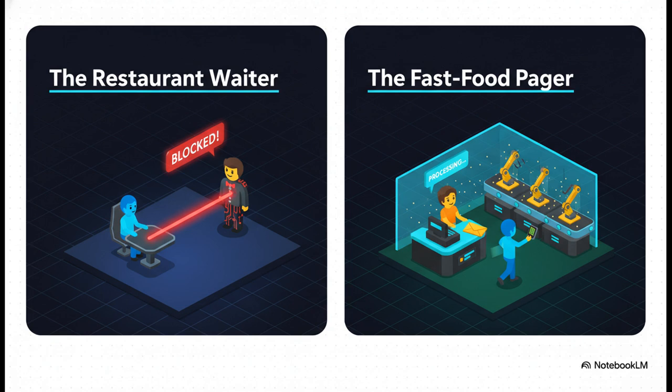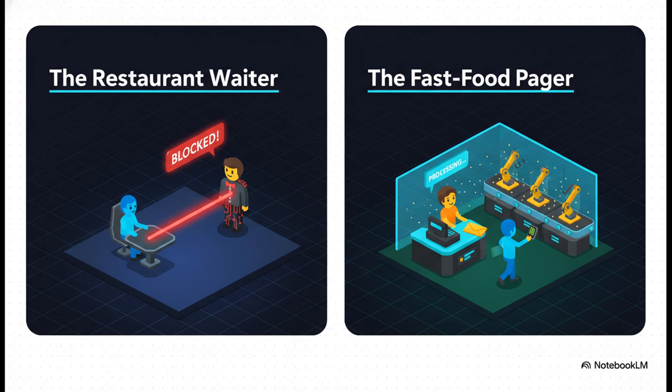Well, it all comes down to understanding two very different ways of communicating. On one side, you've got the synchronous model. Think of this like a restaurant waiter. He takes your order, and then he literally stands there at your table, waiting for the kitchen. He is completely blocked. He can't go get drinks for another table. He can't take another order, nothing. Your one request has frozen him.